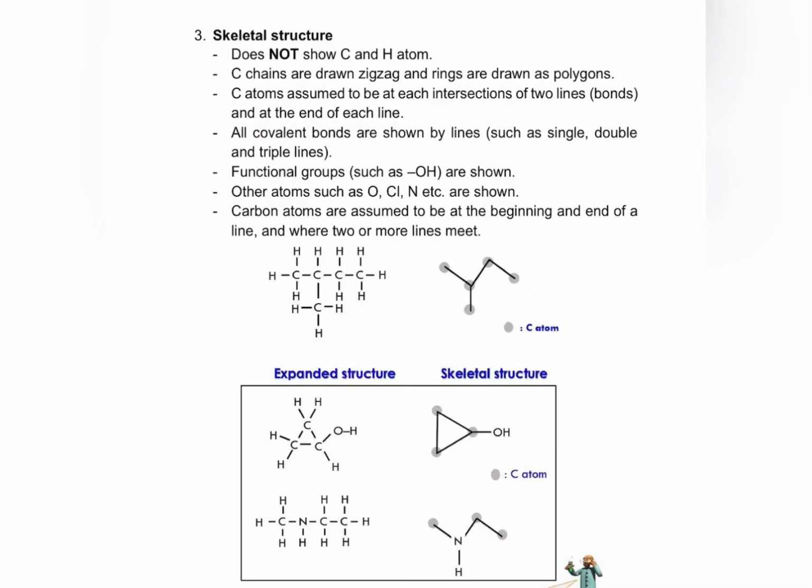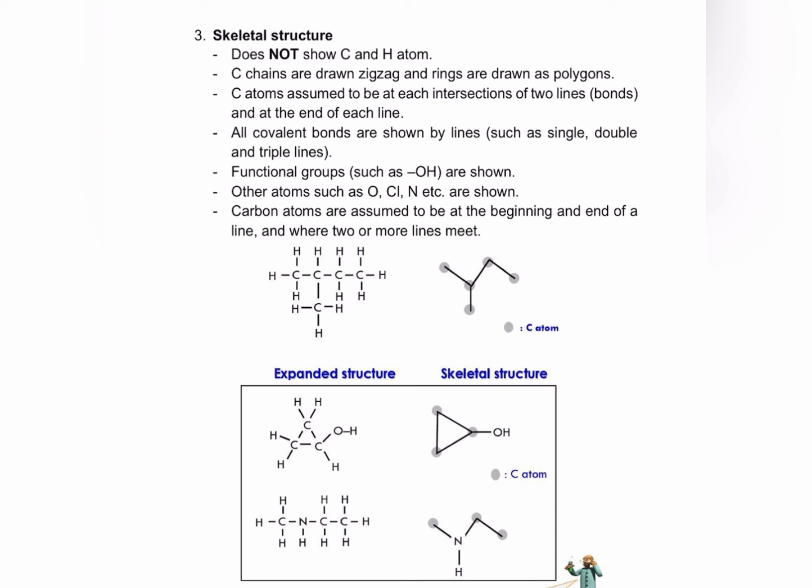Now, let's focus on the last structural formula, which is skeletal structure. Skeletal structure does not show C and H atoms. So how do you do that? Carbon chains are drawn in zigzag, but the rings are drawn as polygons. The next one, you got C atoms assumed to be at each of the two lines and at the end of each line.